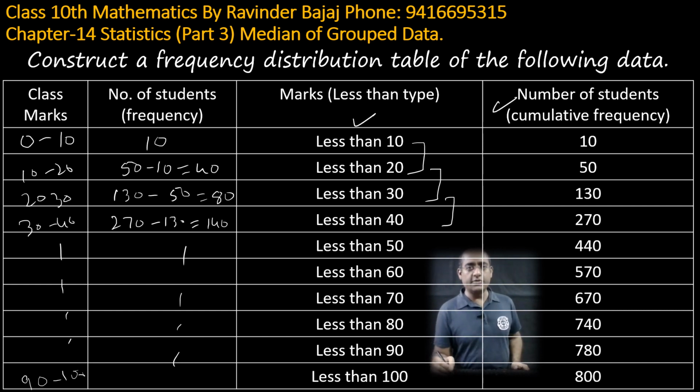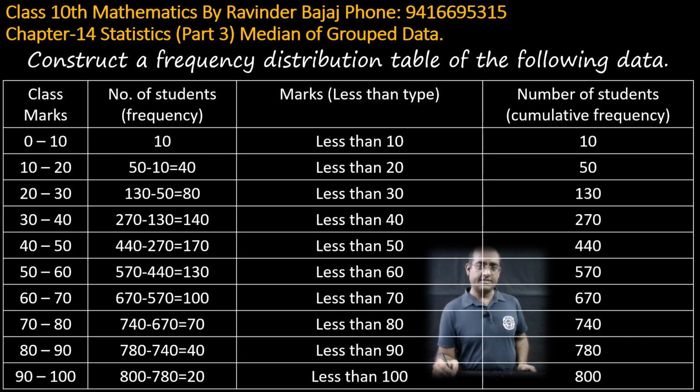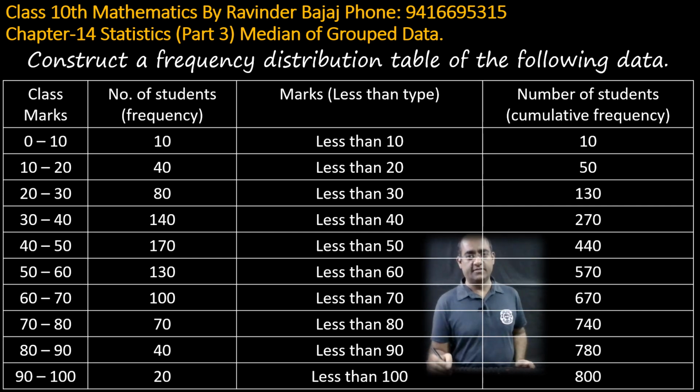Let me calculate it for you. Here it is. Again I am telling you, this calculation you can do in rough work and you can write your distribution like this. Now once you have this value, again you have the formula to find the median. Now the third type is, if more than type distribution is given, then what will you do?